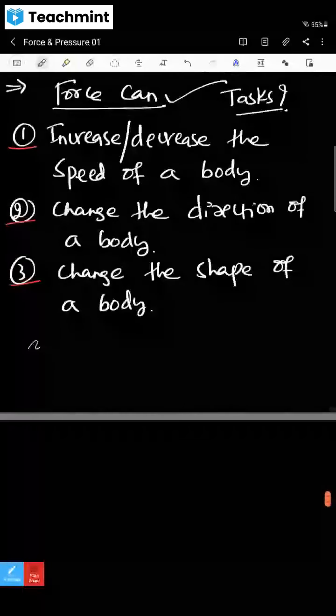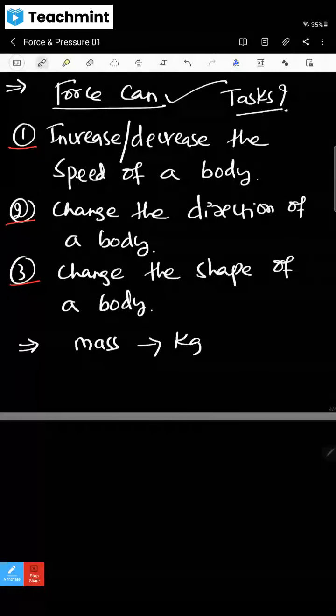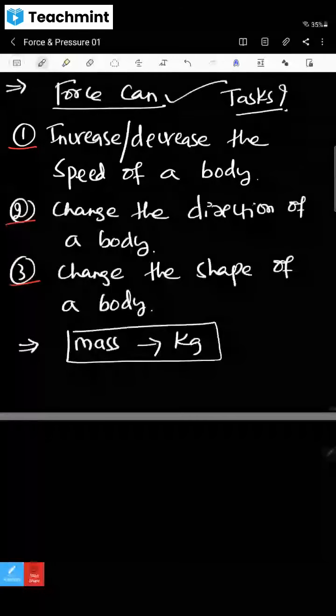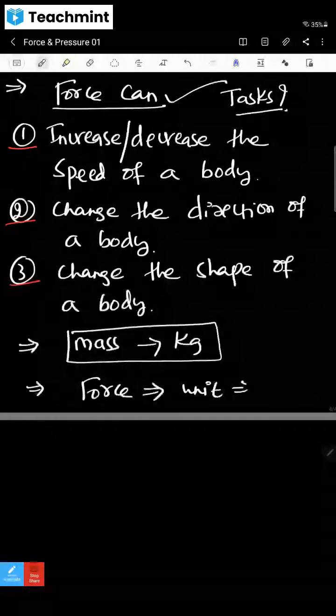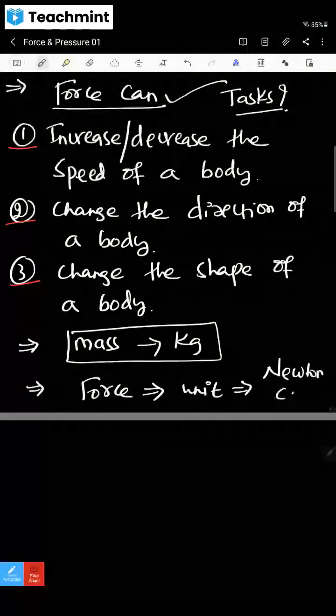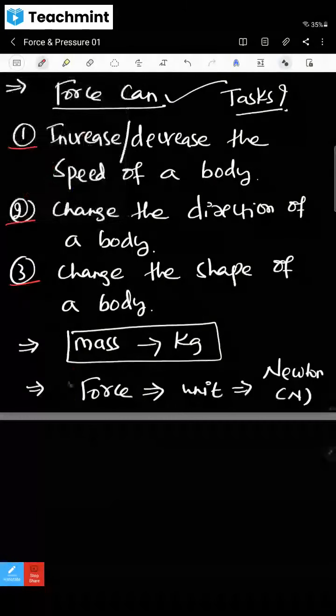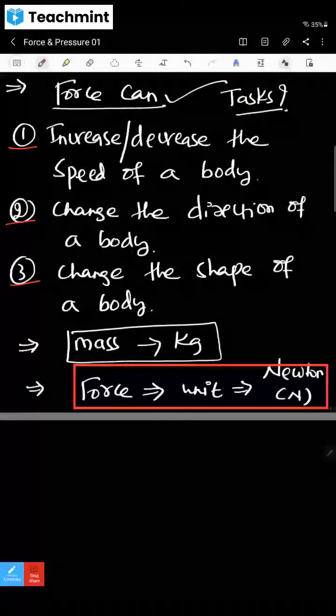Okay. Now there must be some unit for force. For example, for mass, we have talked about units, like kg, quintal and all. Like that, this force must also have some unit. That unit is called Newton, and it is represented by the symbol capital N. So Newton is the unit of force. Is it clear? So force has one unit and that is called Newton. Clear, dear children?